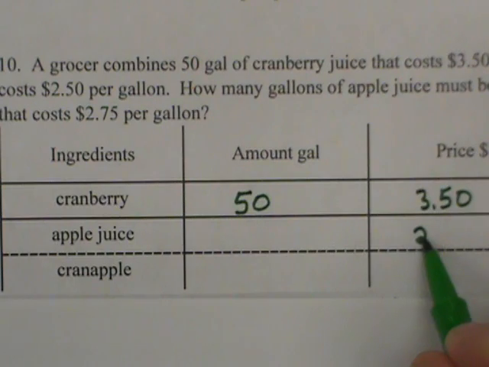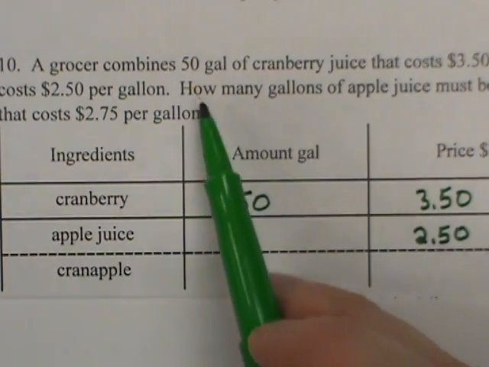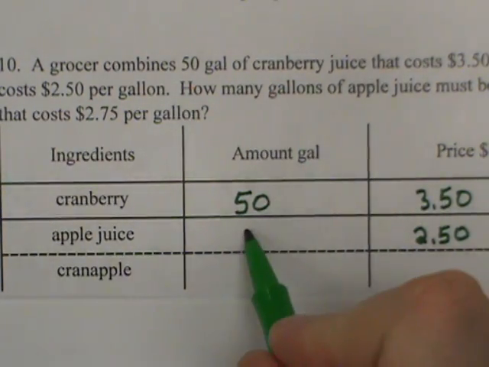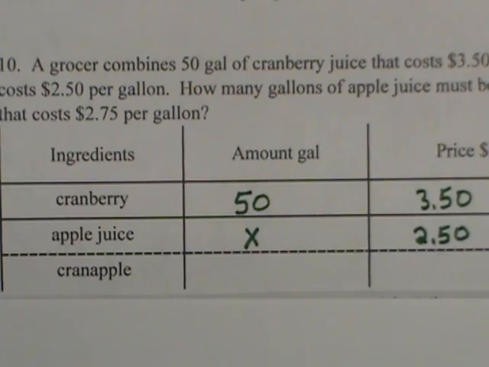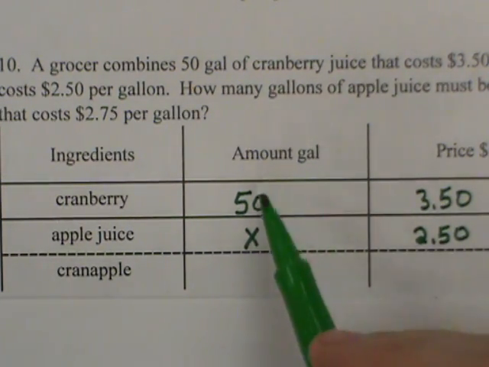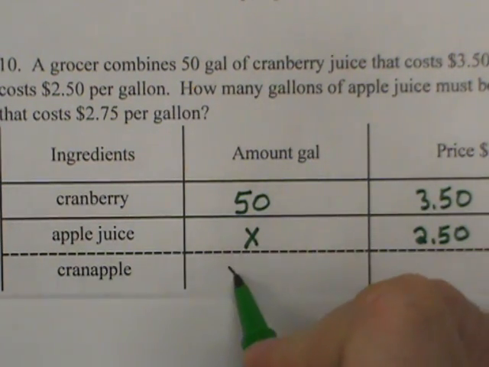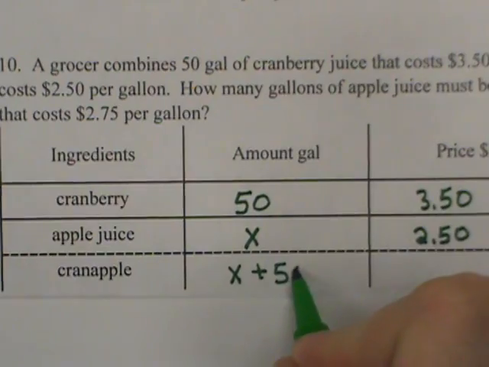So the other ingredient was the apple juice. Cost $2.50. They didn't tell me how many. In fact, that's what the question is. It says how many gallons of apple juice. So I'm going to put an X here. If I have a 50 here and an X there, I know that in this first column I always add to get down here. And so I can say X plus 50.